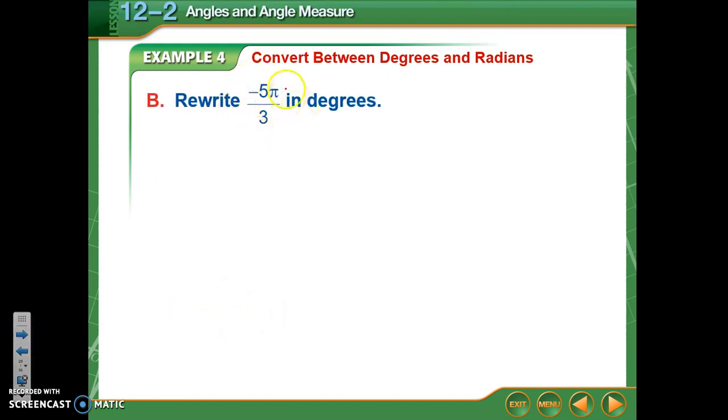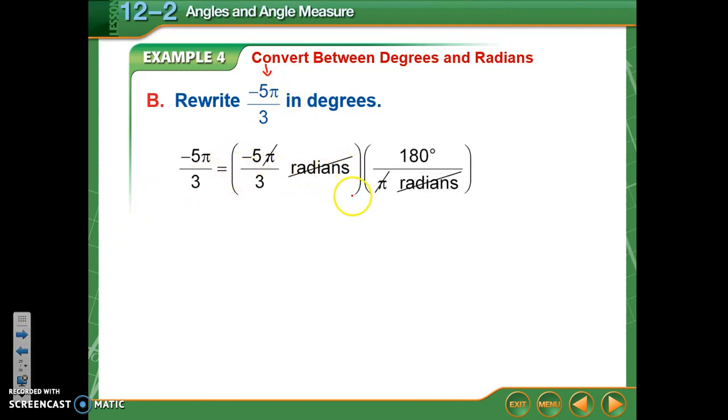I can go the other way as well. I can take something that's in radians. I can tell this is in radians first because it has the pi, but it doesn't always have the pi. But notice it does not have a degree symbol. So here I need radians to cancel off. And if it makes more sense to you, go ahead and write the radians out. So negative 5 pi over 3 radians, I need to multiply by 180 degrees over pi radians. This is a conversion factor that's equal to 1. So my radians cancel out, my pi's divide off to 1, and I'm left with negative 5/3 times 180 degrees, which is negative 900 over 3, or negative 300 degrees.